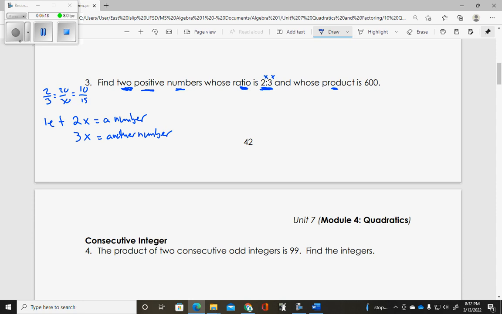And it says that the product of those numbers is 600. Product means to multiply. So 2x times 3x has to give me 600. So let's multiply this. We get 6x squared equals 600. Now there really are many ways of solving quadratic equations, but the only way we've learned so far is by factoring. And when we do it by factoring, we like it set equal to 0. So let's subtract the 600 from both sides.